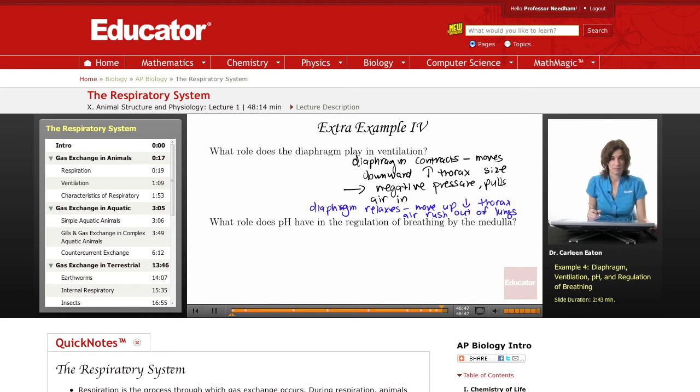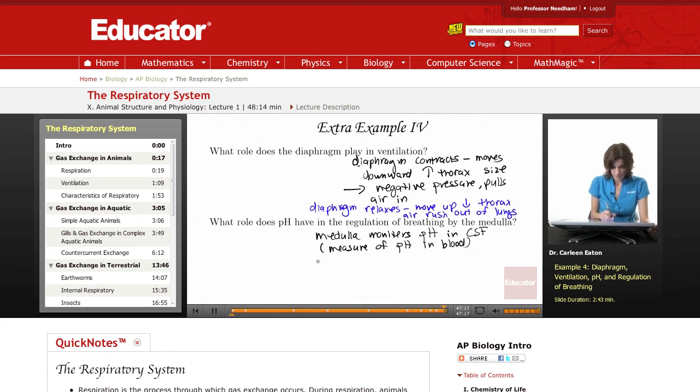What role does pH have in the regulation of breathing by the medulla? Well, the medulla monitors pH in the CSF. And the pH in the CSF mirrors the pH in the blood. So this is a measure of pH in the blood.